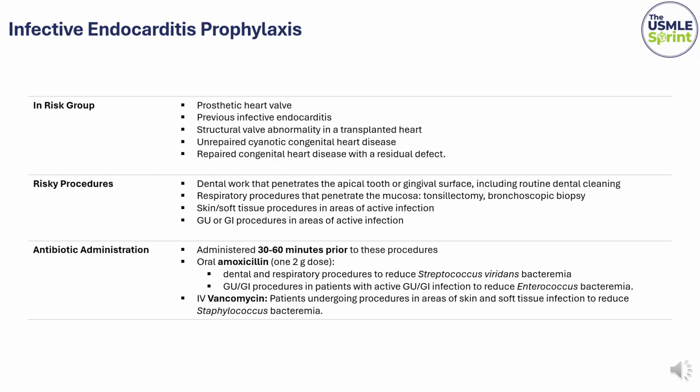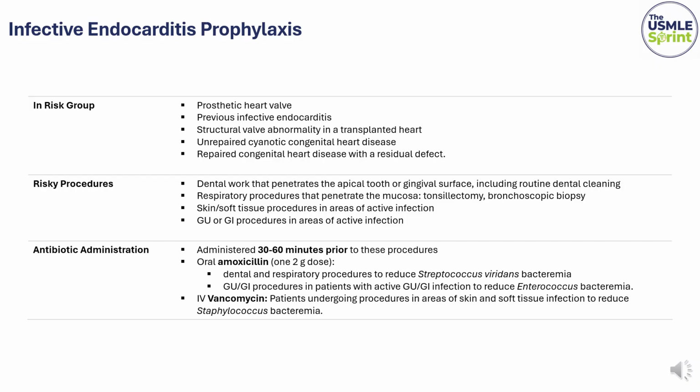In these patients, bacteria can seed a tiny thrombus that forms on the valve during transient bacteremia. Most of the time, that bacteremia comes from daily activities like brushing teeth, but it increases a lot with invasive procedures. So which procedures are high risk? Think about anything that can break through mucosal surfaces. Dental work that goes into the gums, tonsillectomy, bronchoscopy with biopsy, or surgery on infected skin or soft tissue. GU or GI procedures only matter if there's active infection in that area.